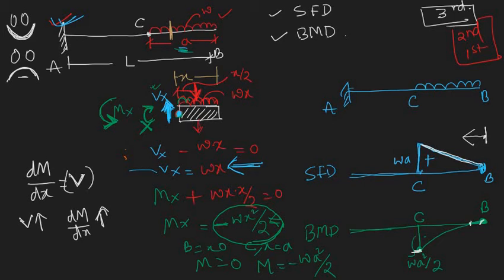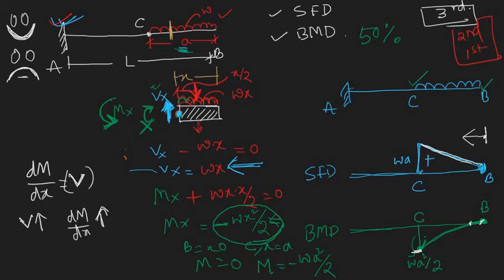Here the slope is 0, here this is maximum. Got it? How to draw it? So never try to memorize anything, because engineering cannot be memorized. So we have completed 50% of drawing the SFD and BMD, and here you can see that we have completed only from B to C.